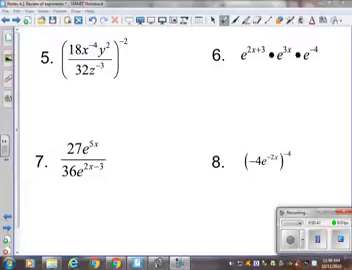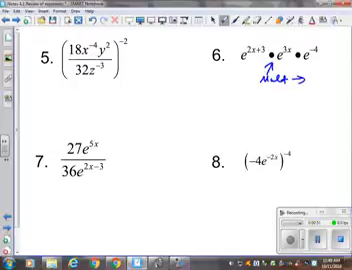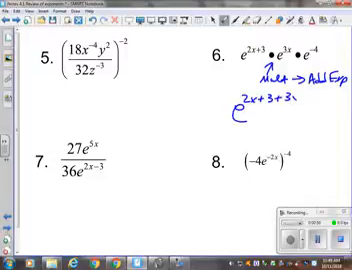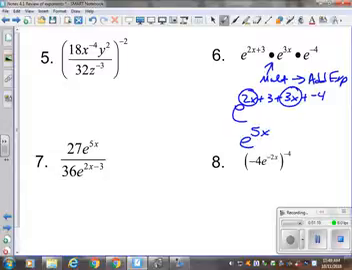Well, first of all, this is a multiplying problem. So we're going to add the exponents. So we're going to say e to the 2x plus 3 plus 3x plus negative 4. We're going to add all the exponents. So 2x and 3x are like terms. That makes 5x. Then you do the same thing for the constants. 3 and negative 4 make negative 1.